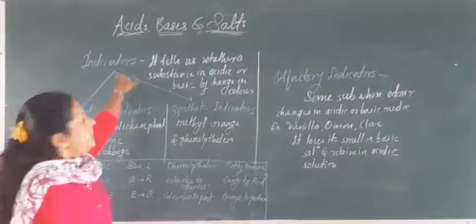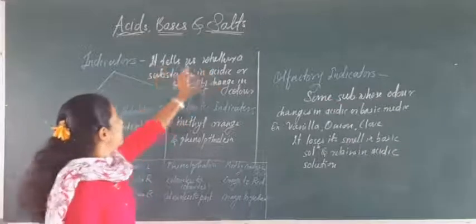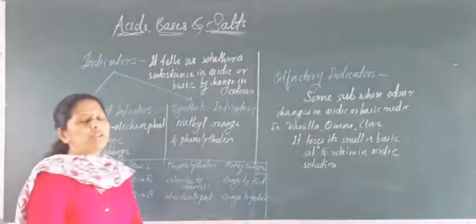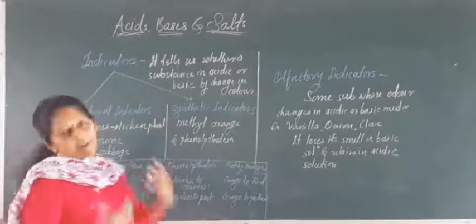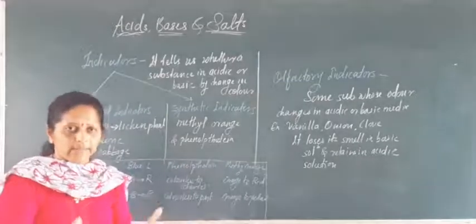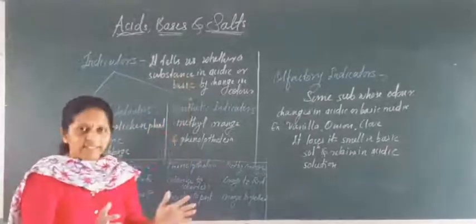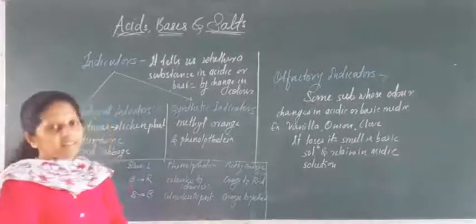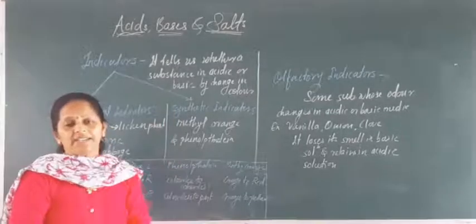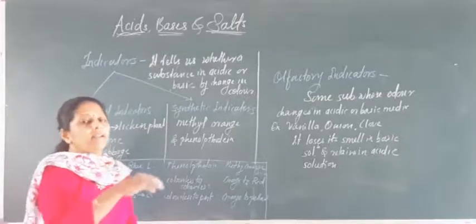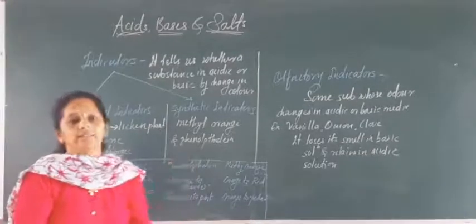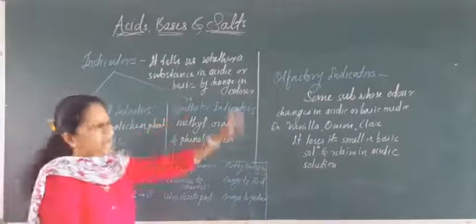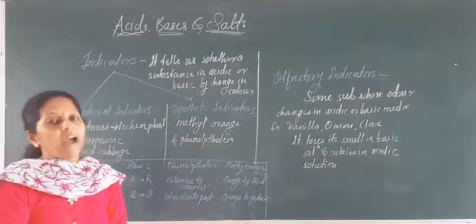First of all, indicators. Indicators tell us whether a substance is acidic or basic by change in color. Indicators mostly tell us whether the substance or compound we have taken is acidic or basic. By using the indicator we understand the substance is acidic or basic by its change of color. When we add the indicator to the substance, the indicator changes its color, and so we identify whether the substance is acidic or basic.